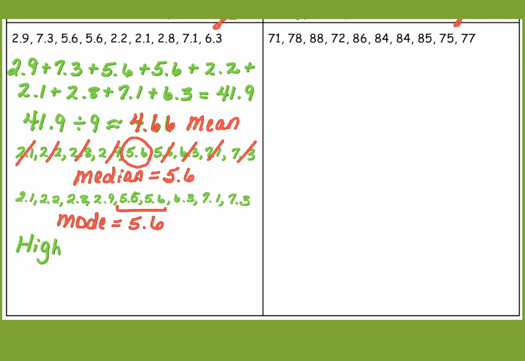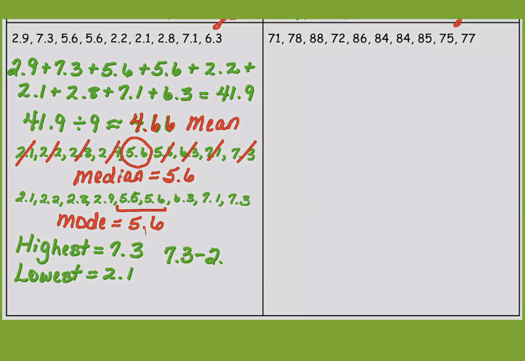To find the range, we need to find the highest value, which in this data set is 7 and 3/10. And then we need to find the lowest value, which in this data set is 2 and 1/10. Now to find the range, we subtract 7 and 3/10 minus 2 and 1/10. Now when you're solving for your decimals, don't forget to line up your decimals. The answer to this problem is 5 and 2/10. 5 and 2/10 represent our range.